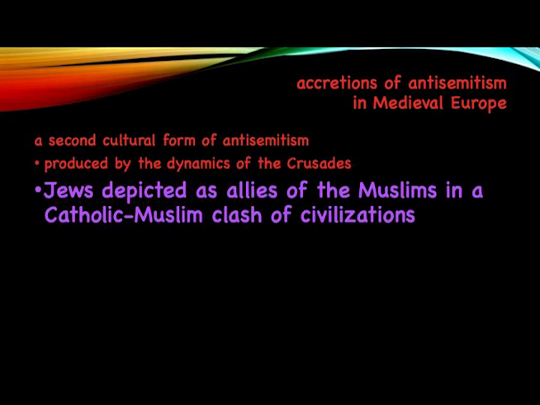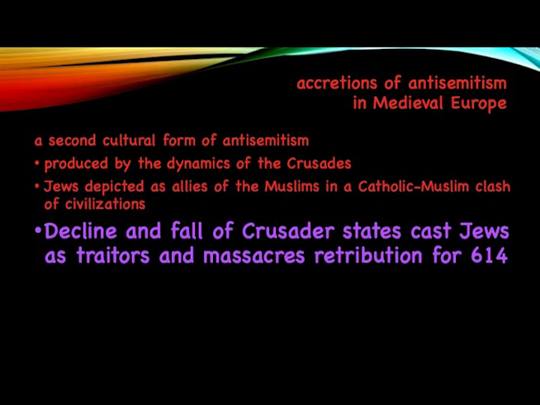In the medieval anti-Semitic Weltanschauung, colored by the accretion of a second cultural form of anti-Semitism, Jews became the allies of the Muslims in what Catholics called a clash of civilizations with Islam. The eventual decline and fall of the Crusader kingdoms implicitly made Jews out to be traitors. The massacres of Jews in Europe by irregular popular troops and the massacre of Jews in Jerusalem by regular elite troops were justified by the Jews' supposed betrayal and by recalling the myth of the fall of Jerusalem in 614 and the supposed Jewish massacre of Christians there.